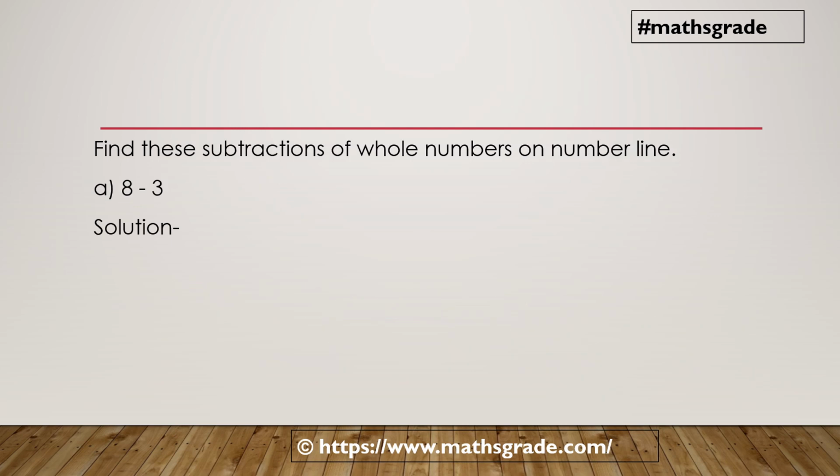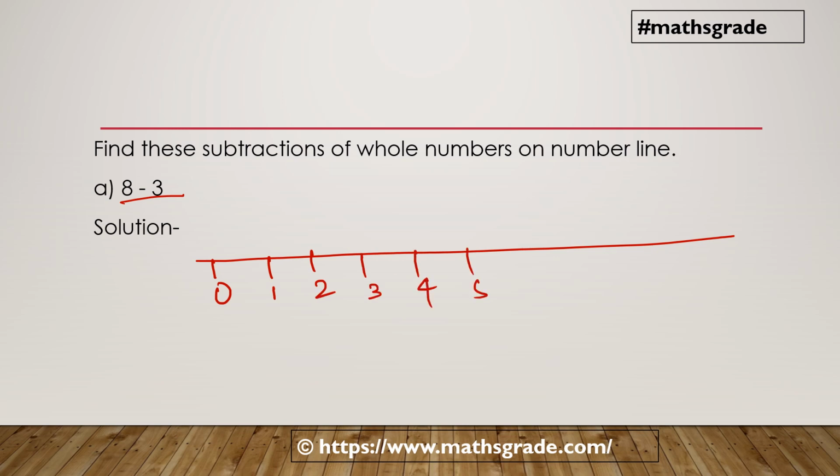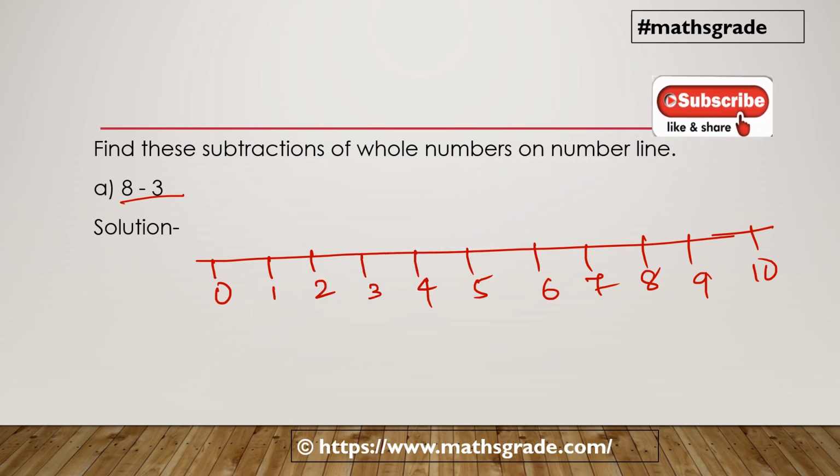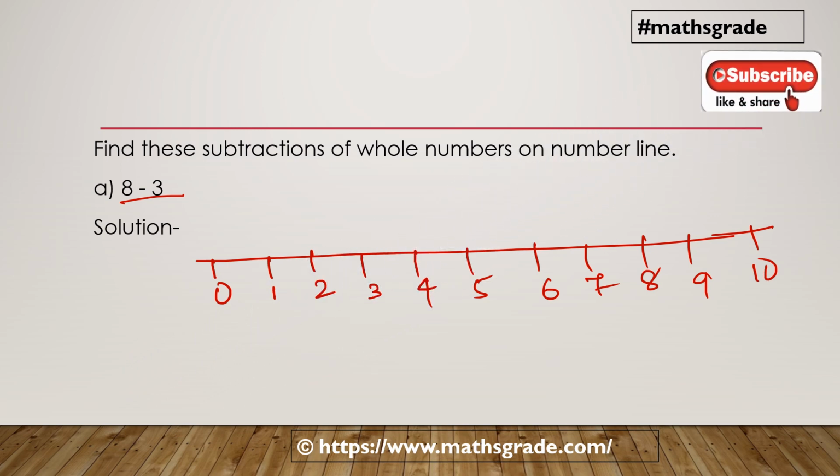Now the question is, find the subtraction of whole numbers on the number line. First bit is 8 minus 3. First draw the number line. This is 0, 1, 2, 3, 4, 5, 6, 7, 8, 9, 10. 8 minus 3. First, starting from 0, move to the number 8.